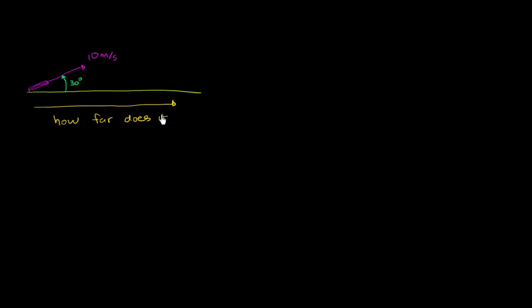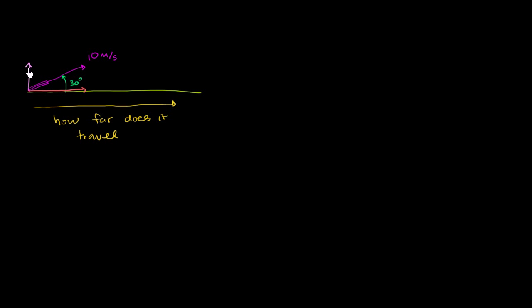And to simplify this problem, what we're going to do is break down this velocity vector into its vertical and horizontal components. Let me just draw it visually. So this velocity vector can be broken down into its vertical and its horizontal components.